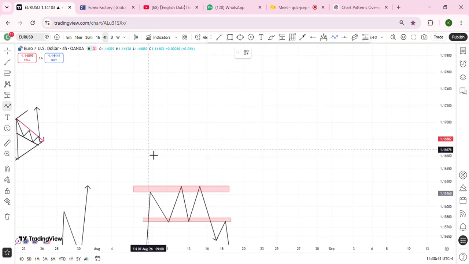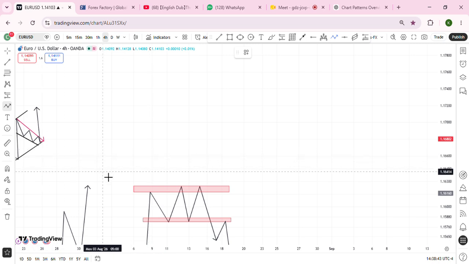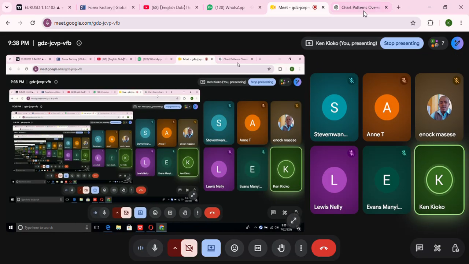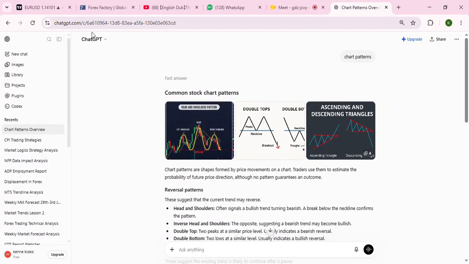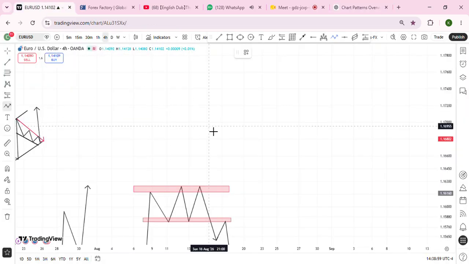Already we have learned how many? Double top, double bottom, triple top, triple bottom. Now we are going to have a look at what? Rising wedge and a falling wedge. That will be around how many patterns in total we will be having? Six patterns, and that will be enough.